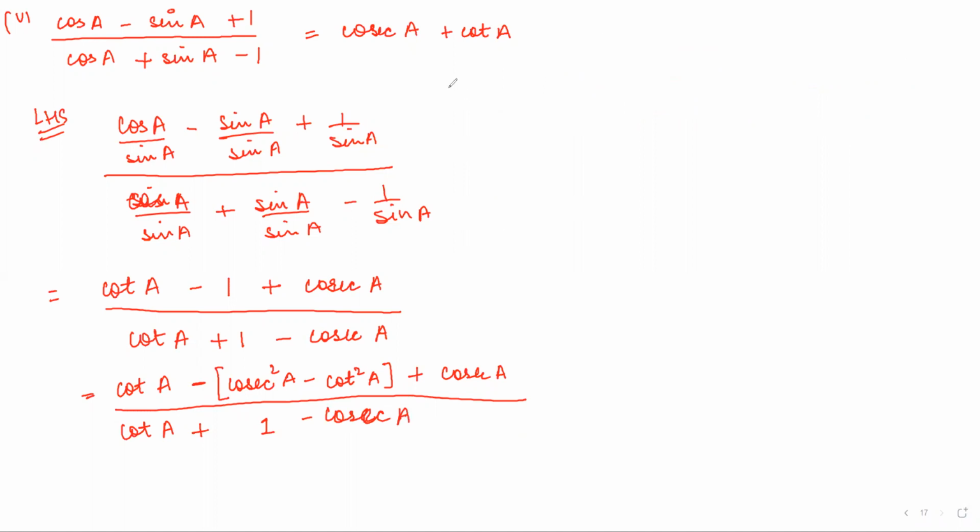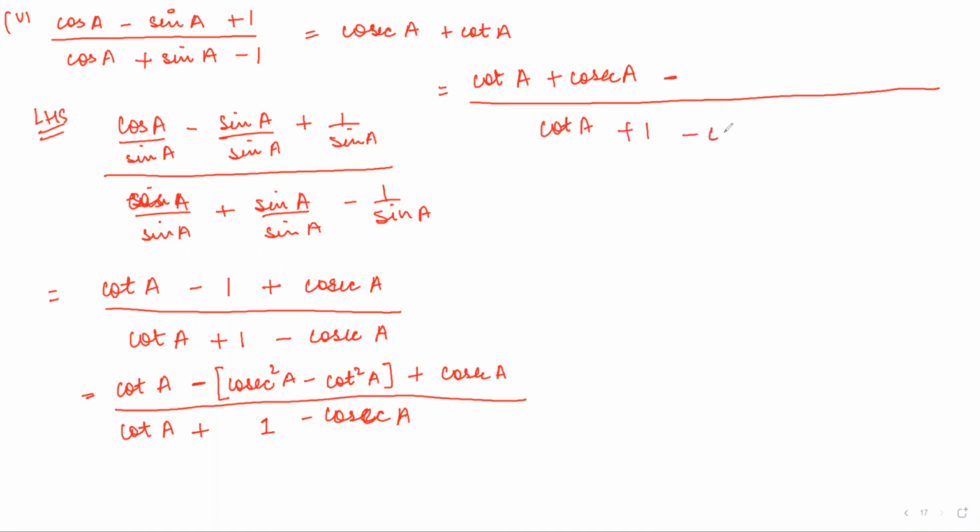Okay. Now I solve it like this. Let me just try. So this is cot of A and plus cosec of A I'm writing combined. Okay. And minus, then I have this bracket cosec square A minus cot square A, right? And then in the numerator, I have this cot A plus 1 and minus of cosec of A, correct?